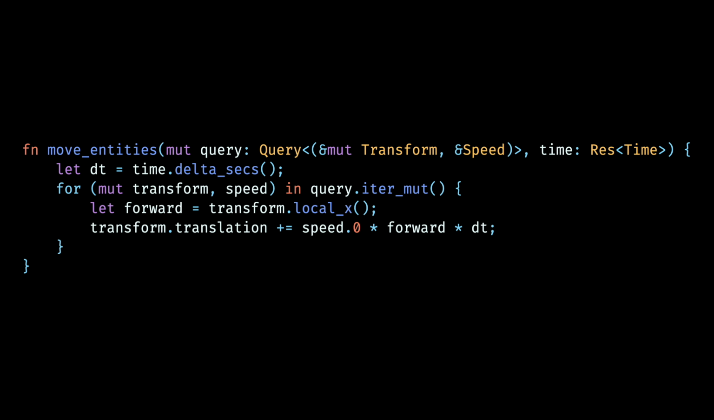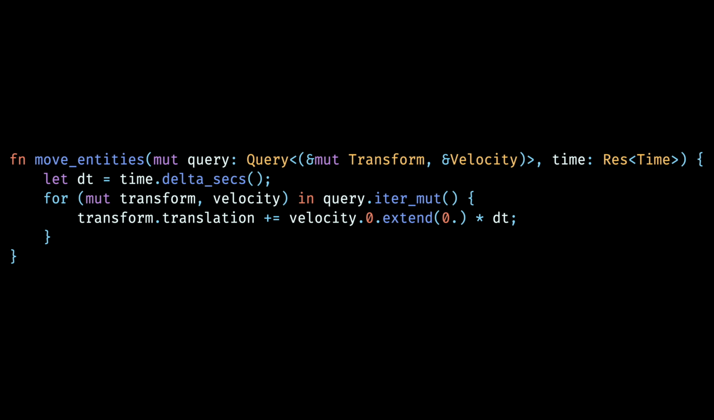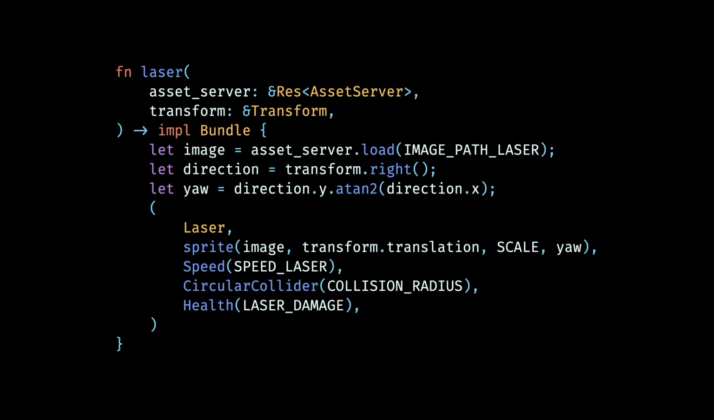For our move entity system, we just need to do a small change. Previously, we would move in the forward direction of an entity only, as the speed was a scalar. In the new version, we simply replace speed with velocity and translate the position of the entity along the direction of the velocity. In our laser bundle function, we also replace speed by velocity and use the forward or local x direction of our transform as the direction of the laser's velocity.